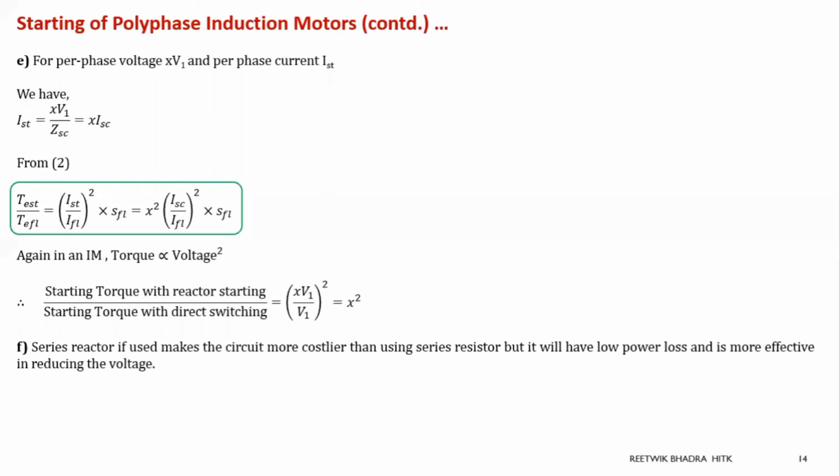And what happens to the voltage? Now starting torque with reactor starting, we know torque is directly proportional to voltage square. Please go through the previous lectures. We had already done this. T is directly proportional to voltage square.